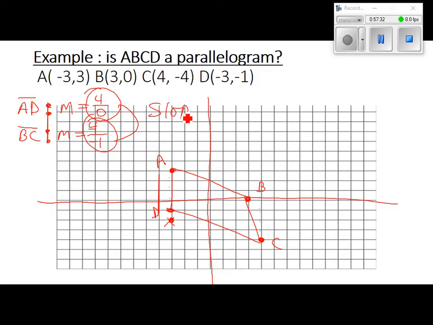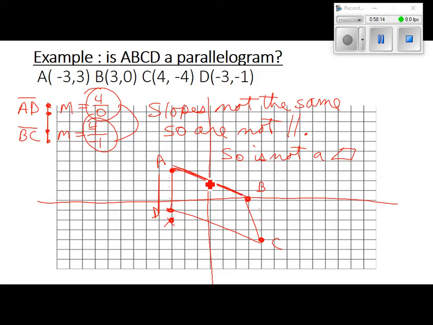Slopes not the same. So what does that tell us? They are not parallel. Now, does that answer the question? No, we still have to answer the question. What was the question? Is ABCD a parallelogram? No. So ABCD is not a parallelogram, and you can use the symbol for is not a parallelogram. All right?